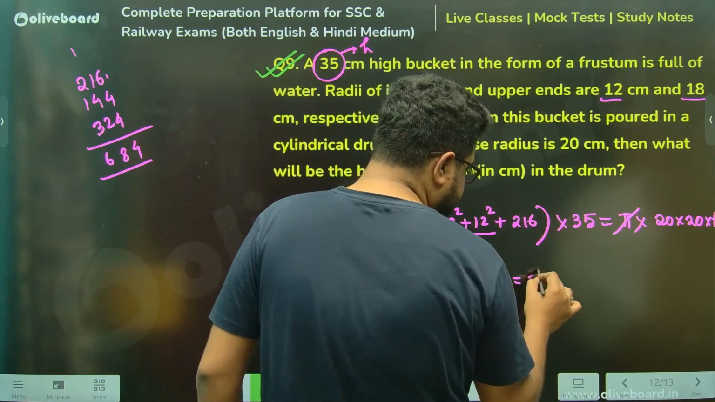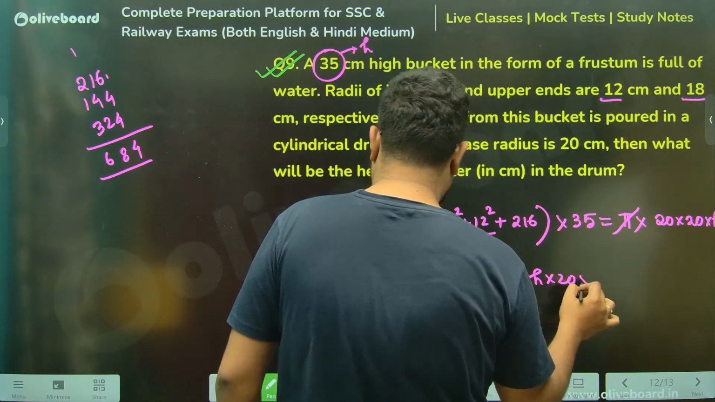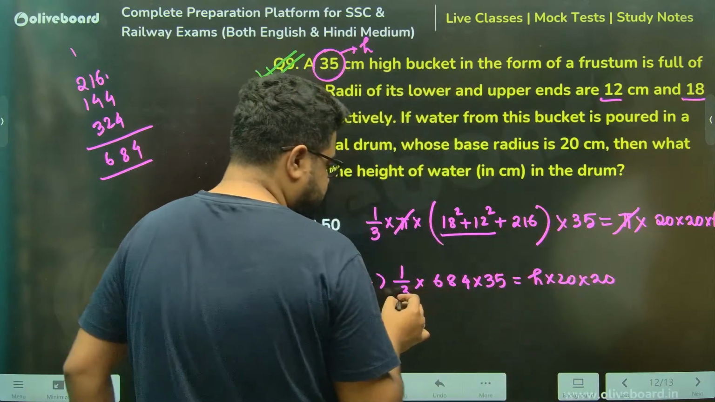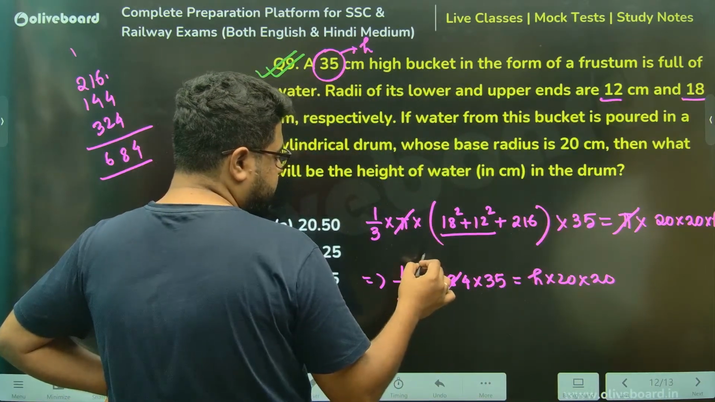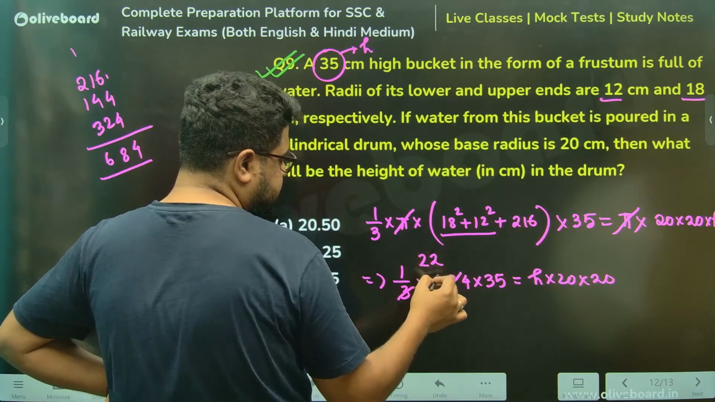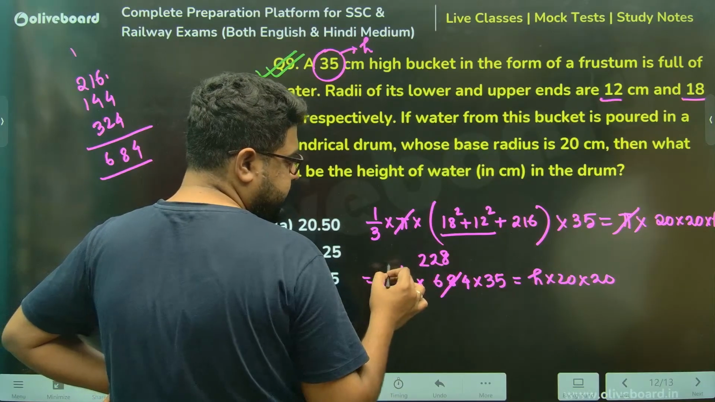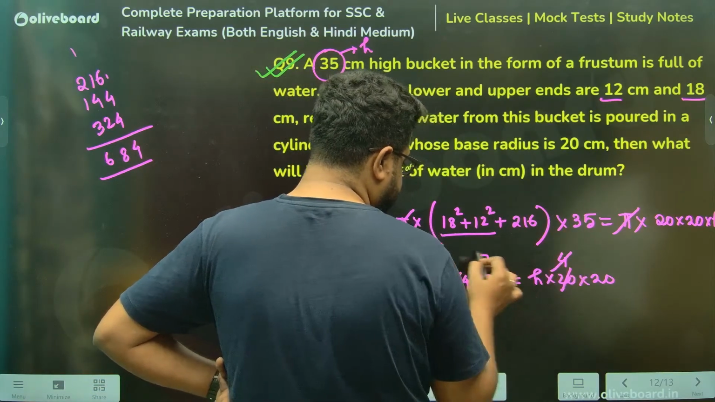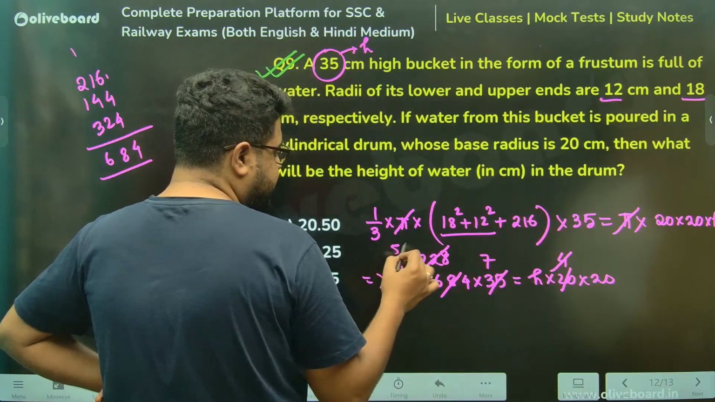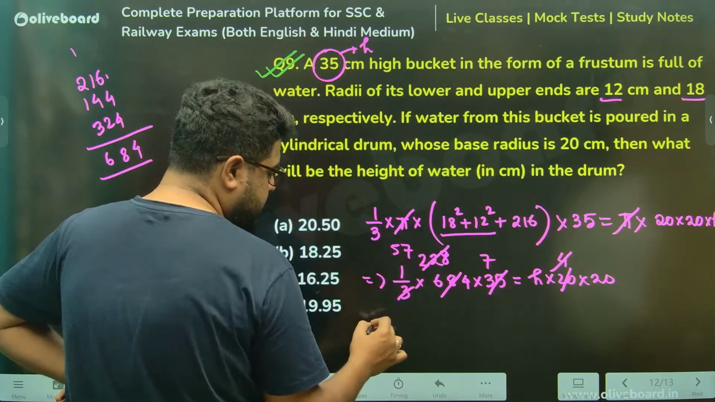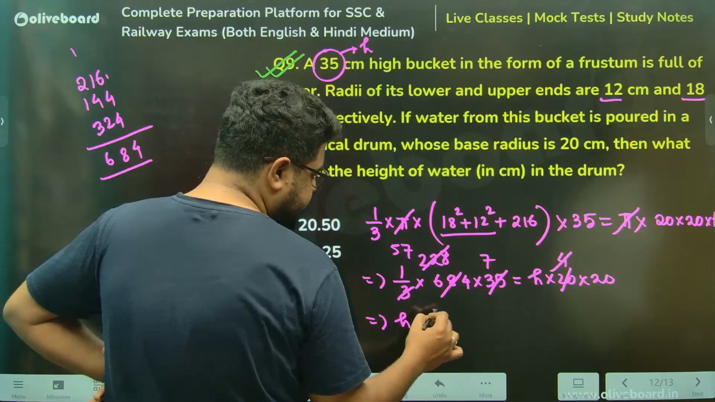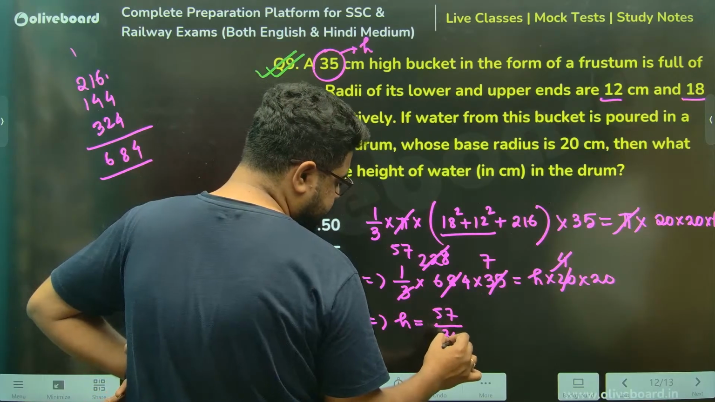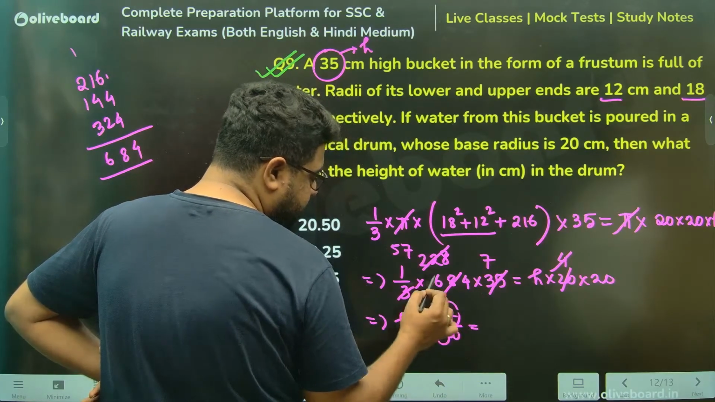That is equal to h into 20 into 20. Calculations are like that only. Okay, 3 2s are 6, 3 2s are 6, 3 8s are this, 5 7s are this, 5 4s are this, 4 5s are 20, 4 7s are this. So h becomes 57 by 20. What will 57 by 2 be?